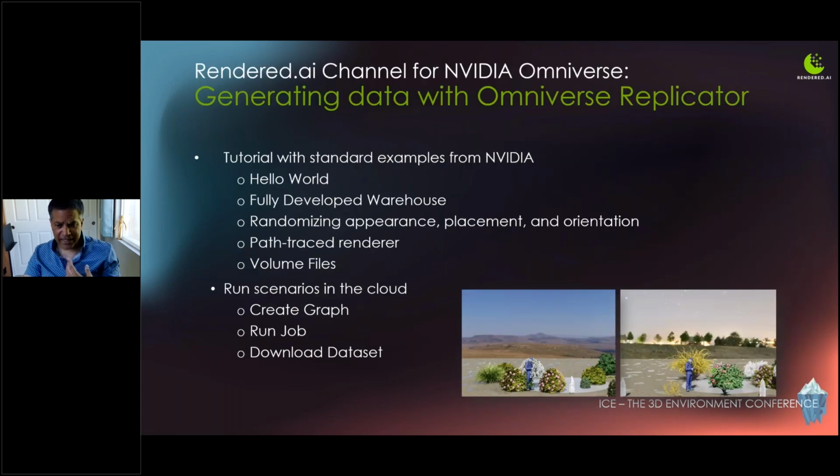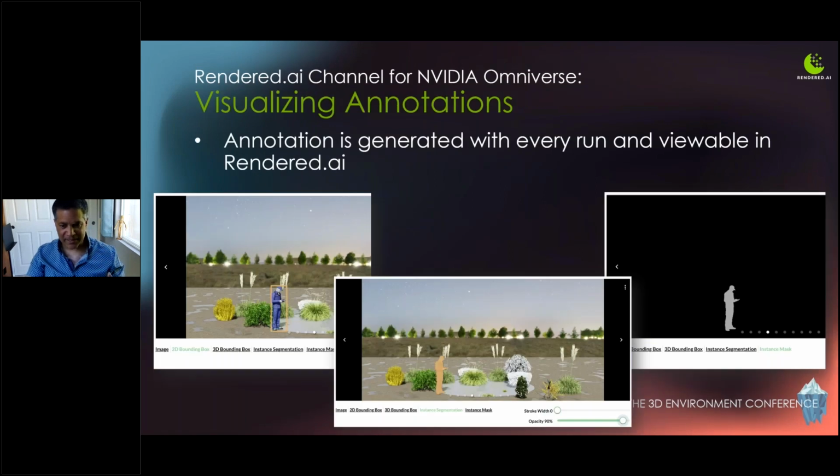As I said, if you were somebody who set up Omniverse Replicator, let's say on your own server or local machine, you'd find these examples to be very familiar, as they're straight out of the tutorials. We have added some things like the ability to display annotation. We also have an experiment up online where you can use Omniverse in Rendered.ai along with NVIDIA TAO to demonstrate a transfer learning experiment.